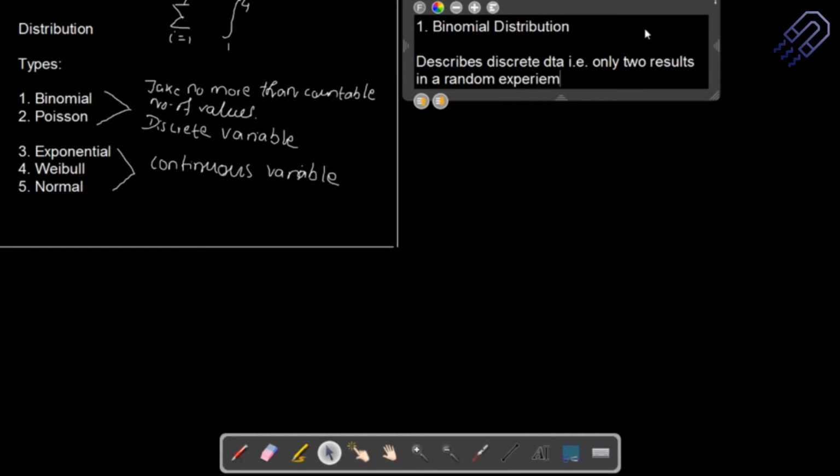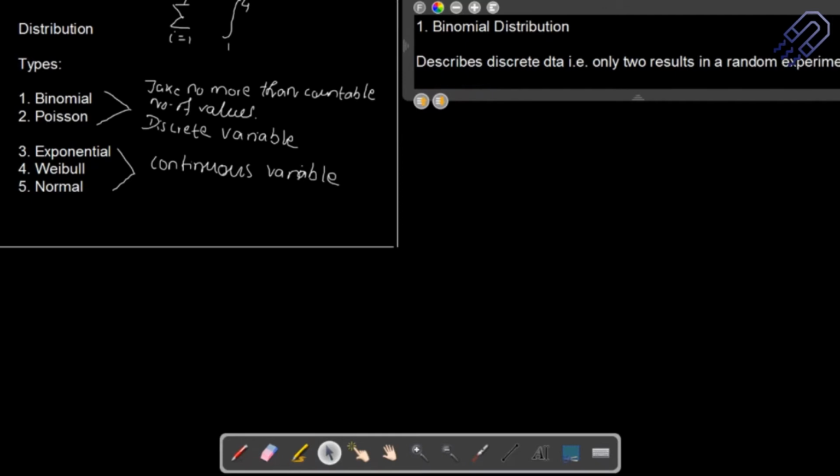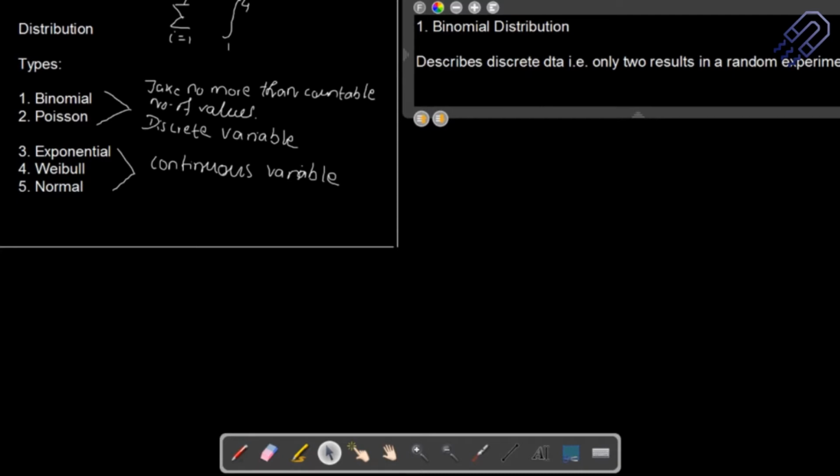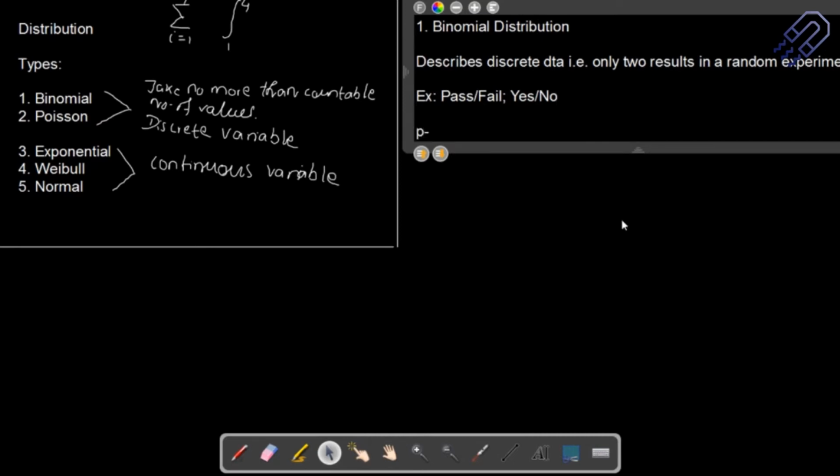If you take a coin and toss it, you get 2 outputs, either a head or a tail. These are the 2 possible results, so this kind of observation comes under binomial distribution. We can take other examples, like whether a student has passed or failed, or a yes or a no as an answer. We take an example, and based on that we can look into it in more detail.